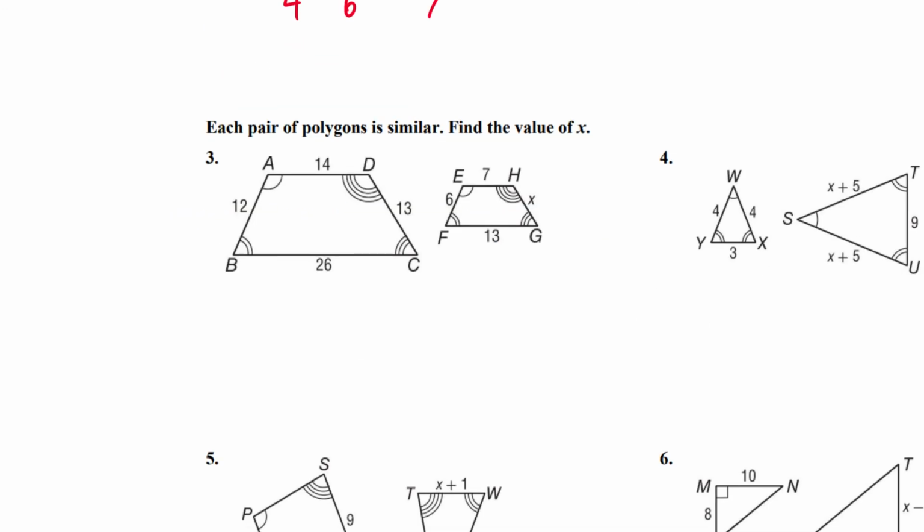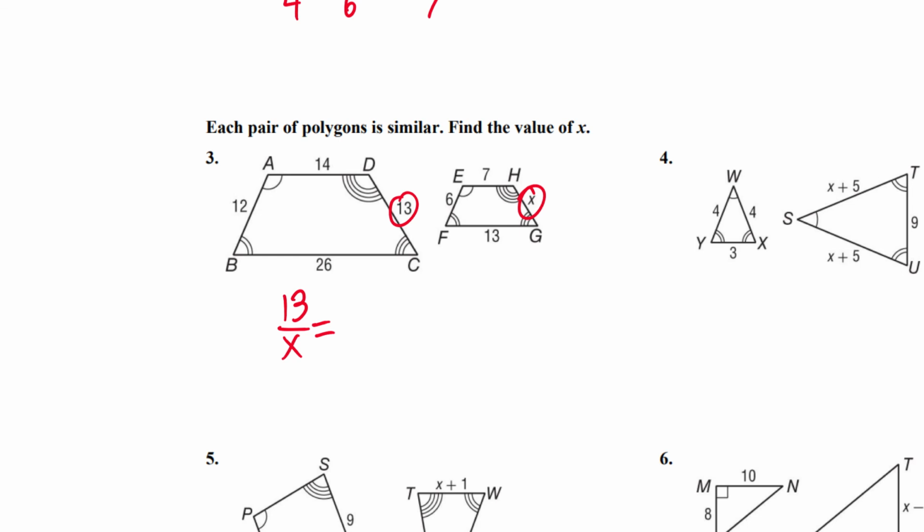Now, starting on number 3 through the rest of the paper, you're going to be doing the same thing, basically. You're going to be finding the value of x. So on this number 3, there's the x. What side matches up to that on the other one? The 13. So on this one, you're going to say 13 is to x as, and here you have options. Because we have the 14 and 7, you could use that. You have the 12 and 6, you could use that. You could have the 26 and 13. Any of those are good.